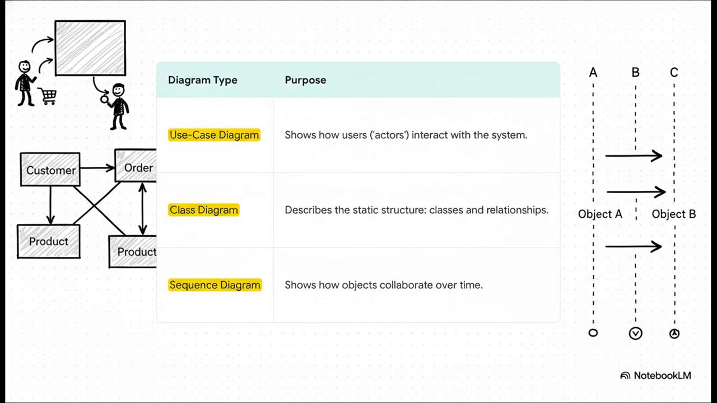And you can think of these different UML diagrams like the different drawings an architect makes for a building. A use case diagram, that's like the high-level site plan showing who uses the building and for what. A class diagram is like the detailed floor plan, showing all the rooms and how they're connected. And a sequence diagram is kind of like the electrical plan, showing how all the parts work together to make things happen. Each diagram gives you a different but absolutely essential view of the system.